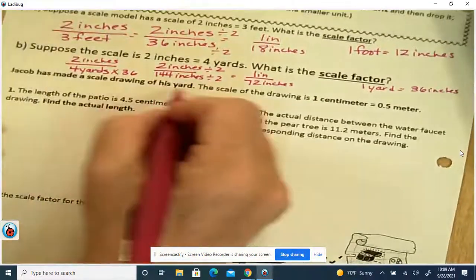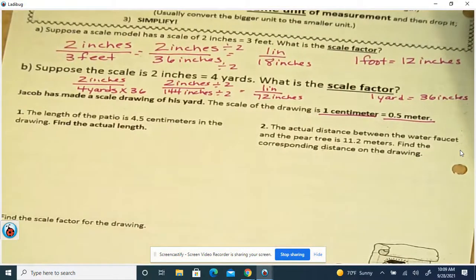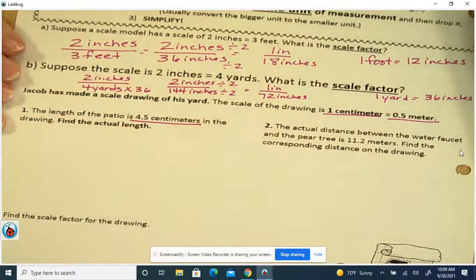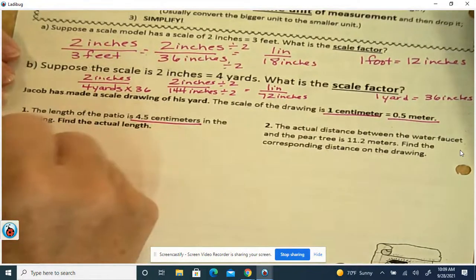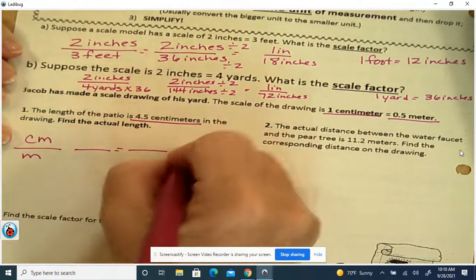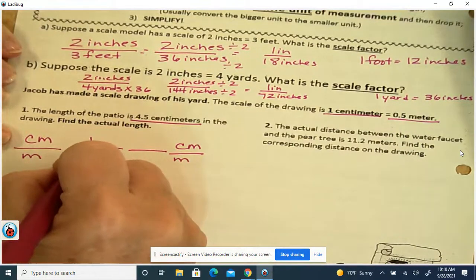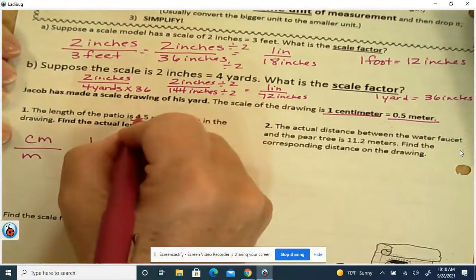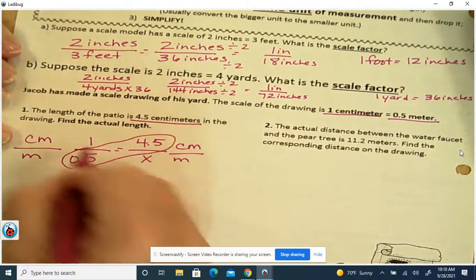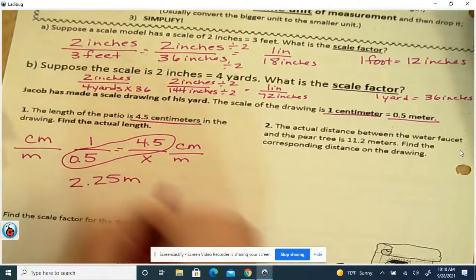All right, Jacob has made a scale drawing of his yard. The scale drawing is 1 centimeter is 0.5 meters. Number 1, the length of the patio was 4.5 centimeters in the drawing. Find the actual length. So we've got centimeters over meters. Our scale is 1 centimeter is 0.5 meters. And then the 4.5 centimeters will go up here with centimeters, and this is x. 4.5 times 0.5 is 2.25 meters, which is the actual length.